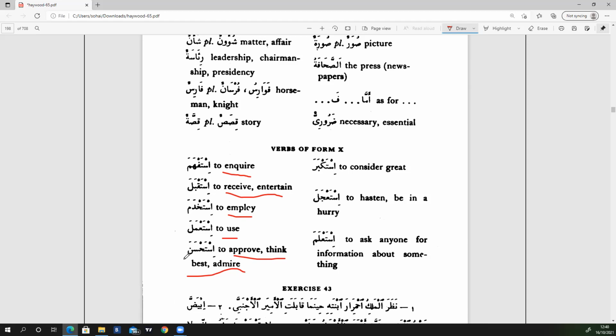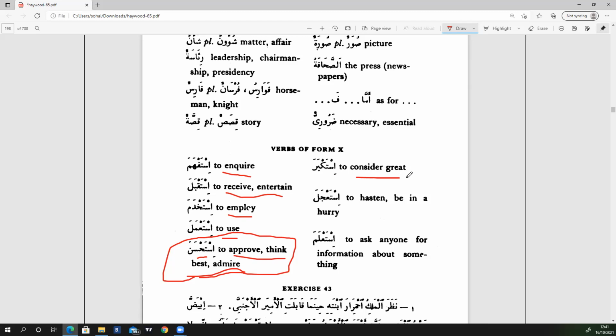Yes, it's the second. It's estimative. You estimate it to be good. So that's why it means to approve, think best, admire, because you consider it to be good. Estimative meaning. Form 10, part B.